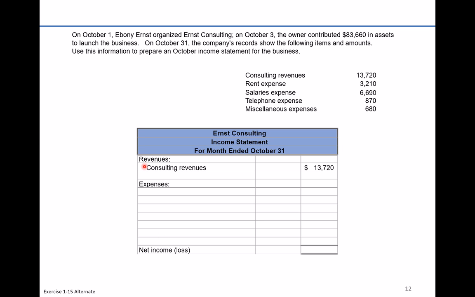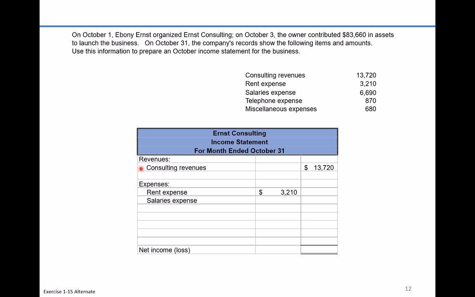So first off, we have rent expense. We had rent expense of $3,210. We needed to have some facility to locate our offices in so that we could be in business and operate and therefore generate the consulting revenues. And so this expense was necessarily incurred to help generate these revenues for the period.